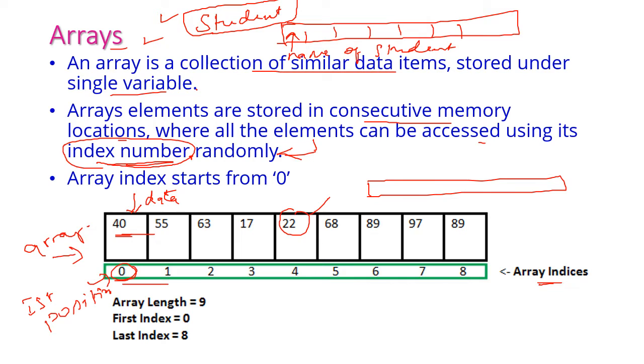So in this array, what is the length of this array? Length of array is 9. That means 9 items will be stored in this array. And what is the index? The index starts from 0. So 0, 1, 2, 3, 4, 5, 6, 7, 8. That means total 9 items. So the first index is 0, and the last index is 8, that is size minus 1. The array size is 9.